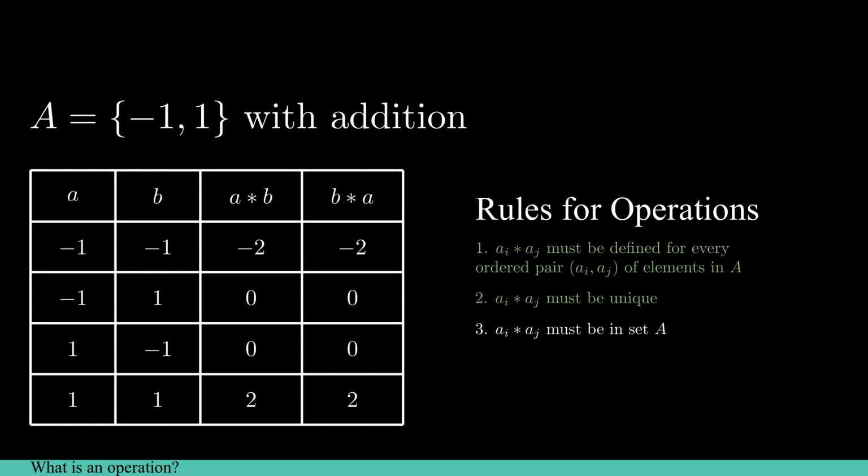But notice that our possible outputs are -2, 0, and 2. Because at least one of these outputs is not in our original set, we can determine that addition is not an operation on the set A.